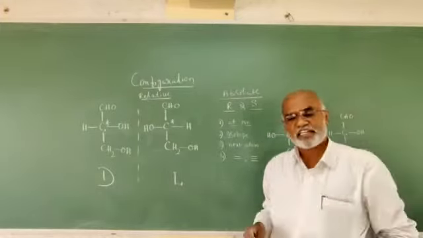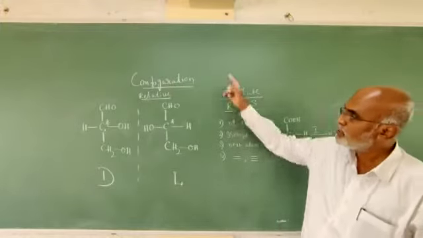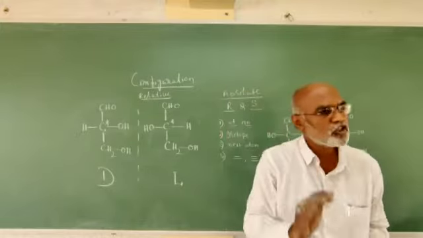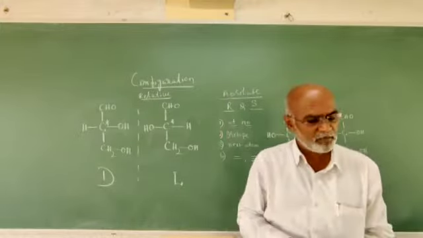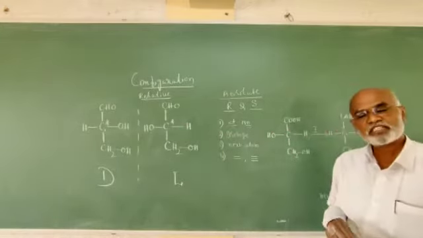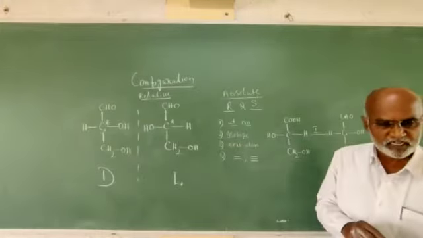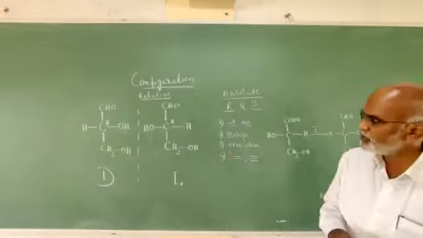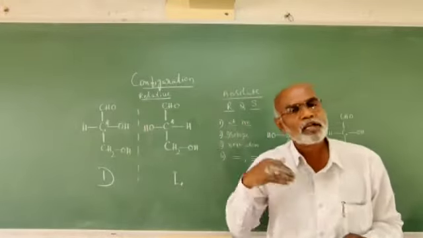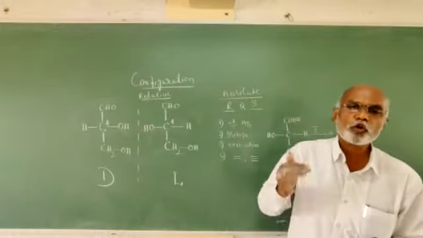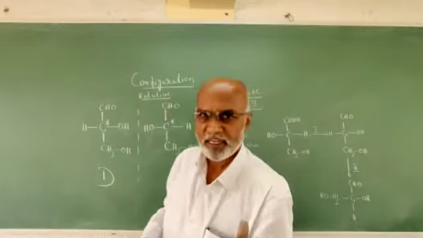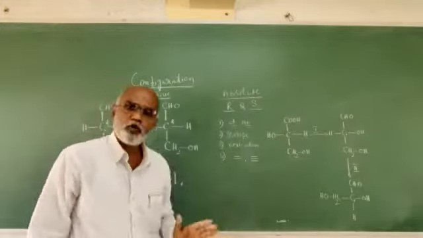Again the same, capital L is indicating the configuration, not the optical activity. Optical activity is always indicated by small d and small l, whereas relative configuration is always indicated by capital D and capital L. The OH group towards the right side on the chiral carbon atom is a D isomer. The OH group present towards the left on the chiral carbon atom is considered as an L isomer. Therefore, glyceraldehyde is the reference molecule which is taken as a standard. By comparing with this molecule, we are going to decide the relative configuration of any other molecule which is under examination.